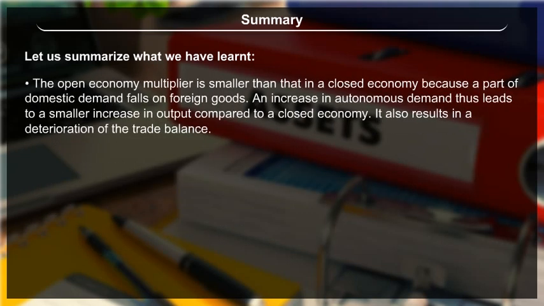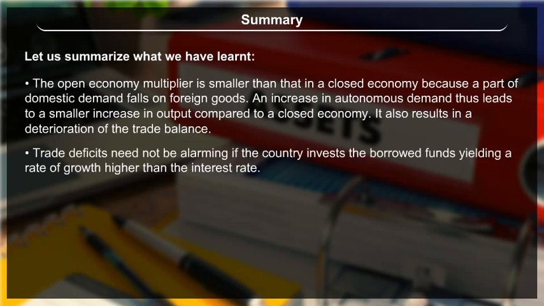The open economy multiplier is smaller than that in a closed economy because a part of domestic demand falls on foreign goods. An increase in autonomous demand thus leads to a smaller increase in output compared to a closed economy. It also results in a deterioration of the trade balance. Trade deficits need not be alarming if the country invests the borrowed funds, yielding a rate of growth higher than the interest rate.